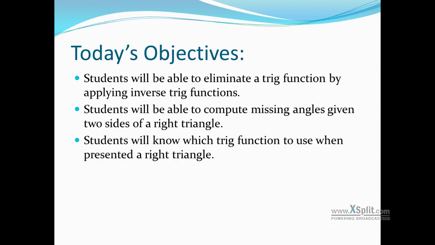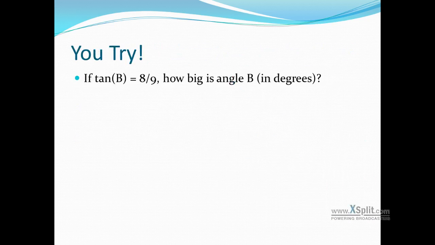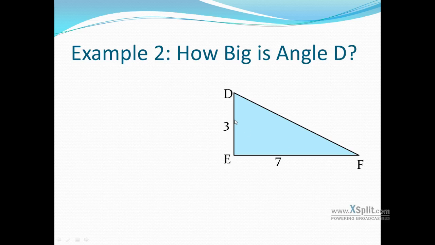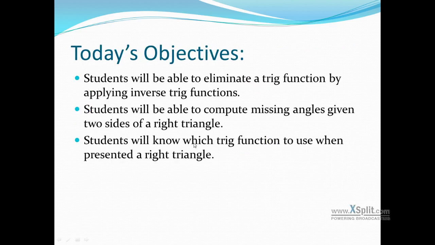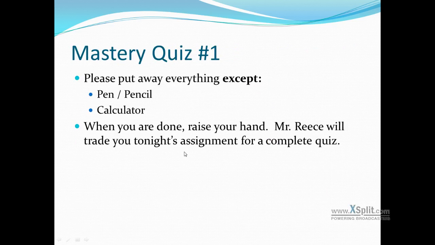Going back to today's objectives, you will be able to eliminate trig functions using trig inverses. I think we covered that. You'd be able to compute missing angles given a couple of sides. We did that a few problems ago, similar to this one. And you'll be able to know which trig functions to use and when. Always use SOHCAHTOA to find those.